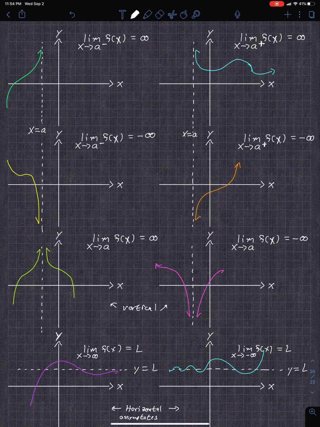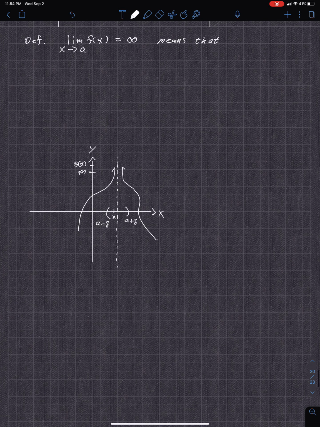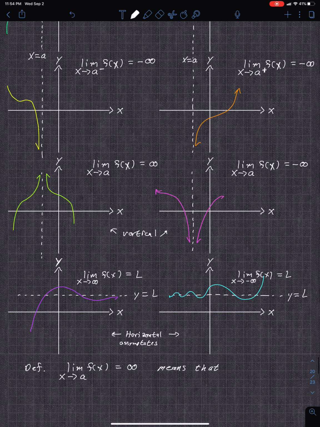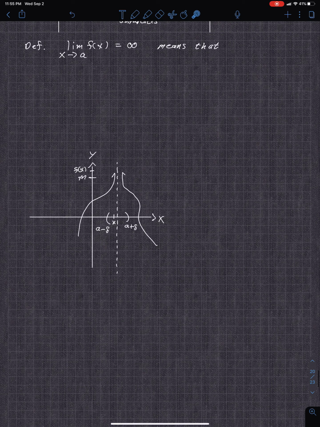Okay, so we'll do this definition here. Limit of f of x as x approaches a equals infinity. Right, so which case is that? It's this case right here. What does that mean? Right, so it means that for all epsilon greater than 0, there exists, no, sorry, I messed that up. I was looking at the wrong one. Looking too far ahead or whatever.